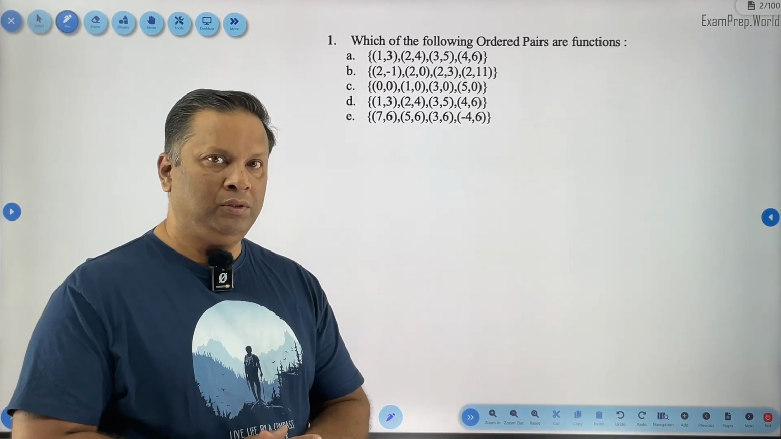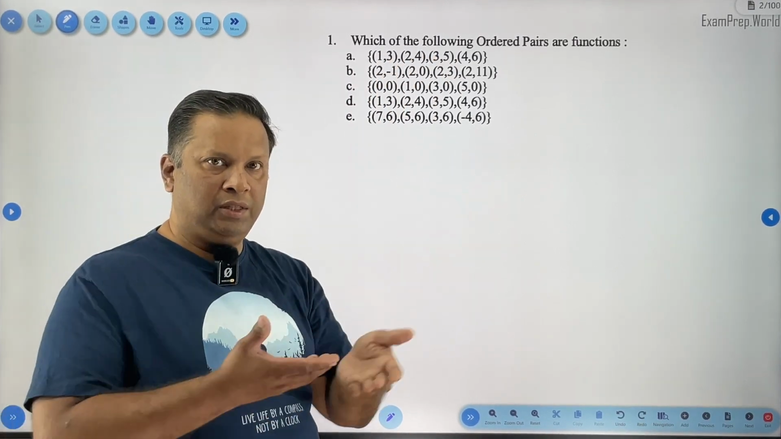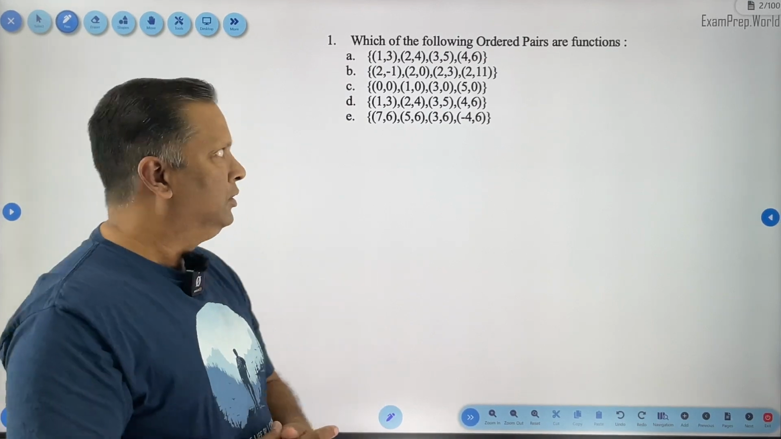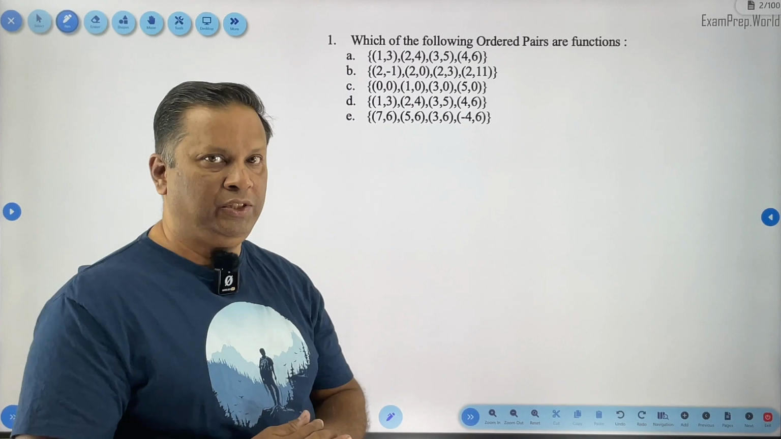Ordered pairs are what? X and y coordinates. Okay. You know the domain is the x coordinates and the range is the y coordinates, right? So here we have a set. How do you identify whether this ordered pair is a function or not?